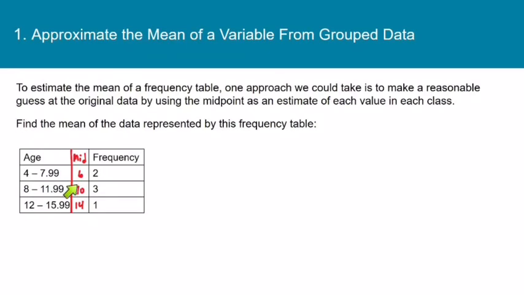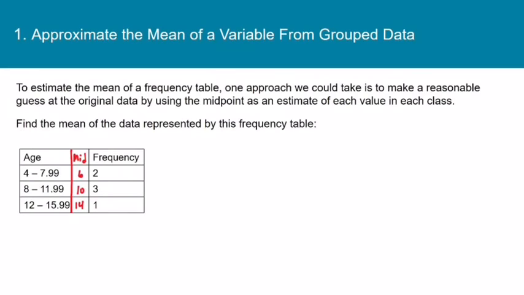Now if we've done everything correctly, the difference between each pair of consecutive midpoints should be the same. So the difference between 10 and 6 is 4, and the difference between 14 and 10 is 4. So you can see that just like we can add the class width to get from lower class limit to lower class limit, we can also add the class width to get from midpoint to midpoint.